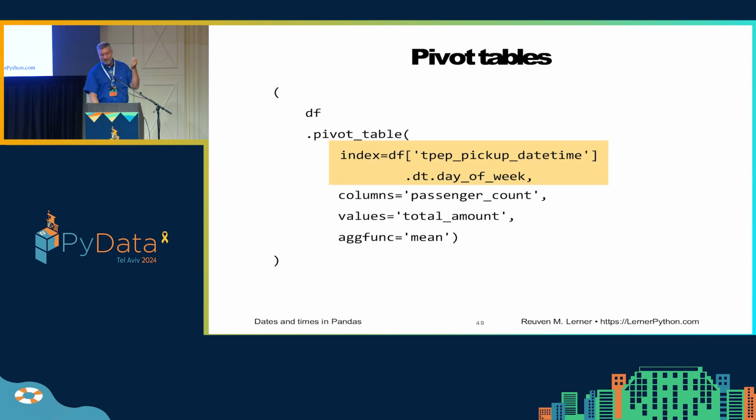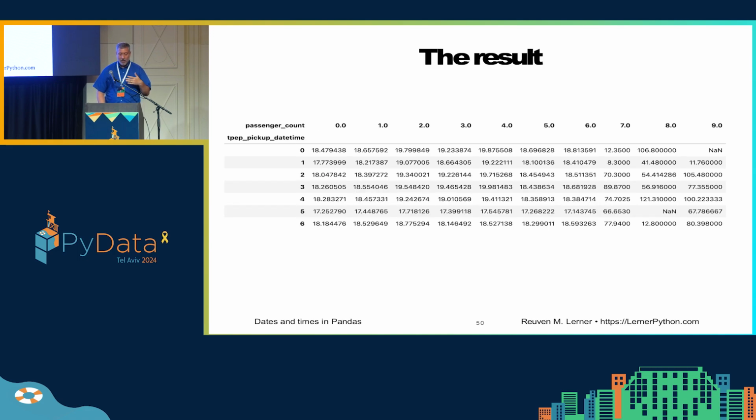And I say here, pivot table, where the index equals this, the columns equals that, the values are total amount, and then I get this nice table here showing me for each day of the week and for each passenger count, how much did people pay, and it works just fine.